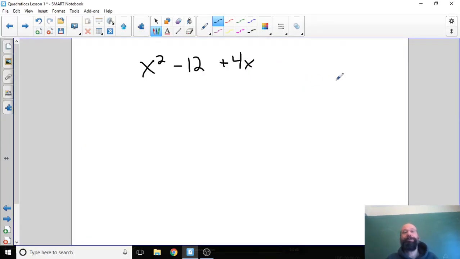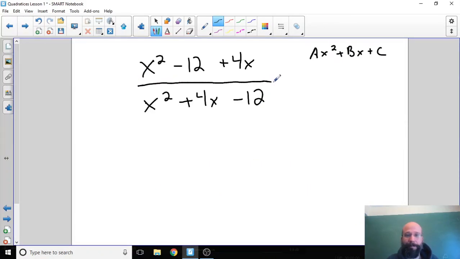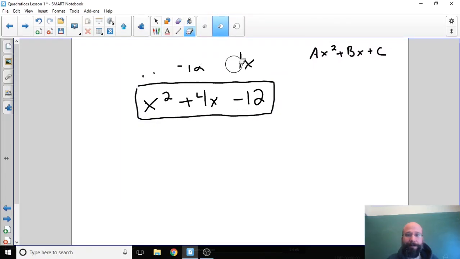The first thing you should notice is that this is not in standard form. Standard form, remember, is ax squared plus bx plus c. This is not in standard form. We need to move this over, so I'm going to rewrite it in proper standard form, which is that. This is standard form. This is not, so I'm going to erase this.